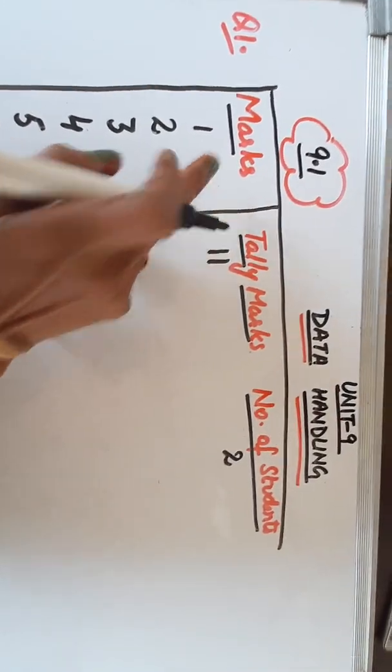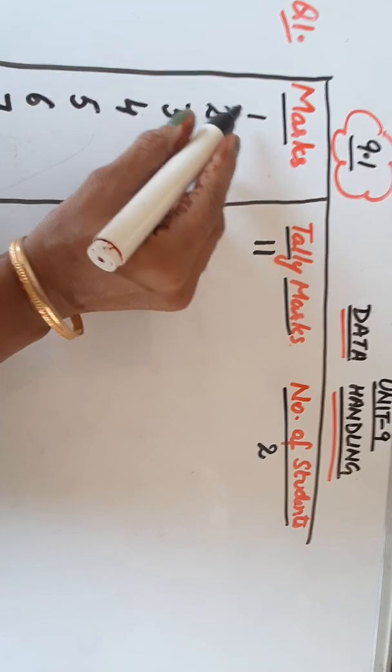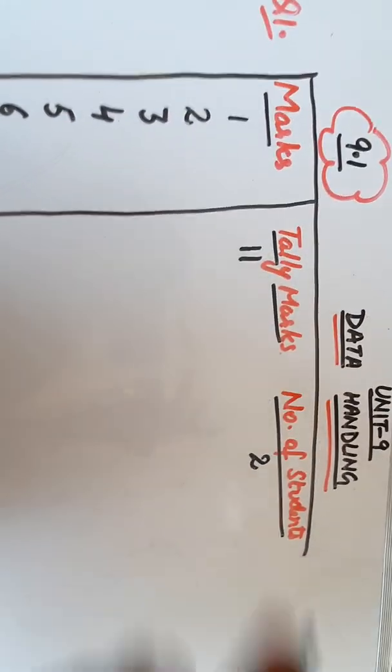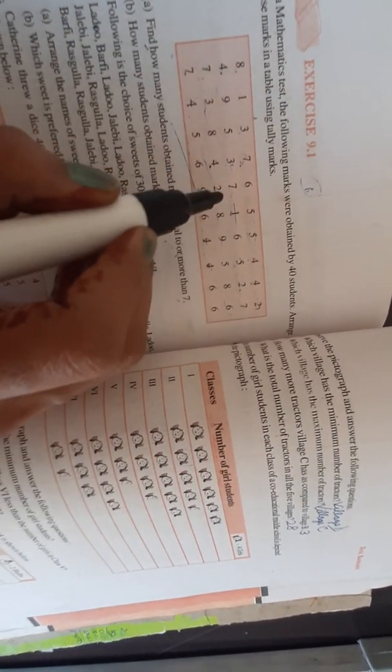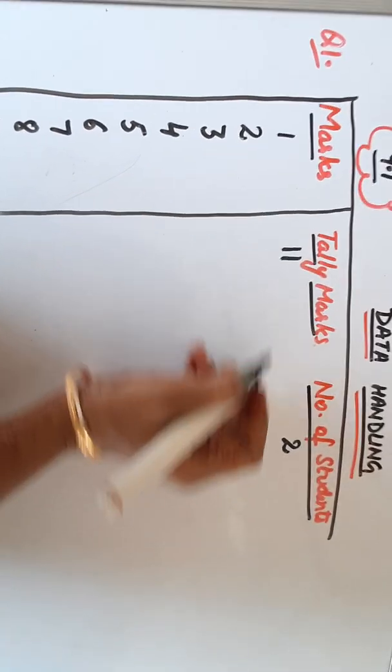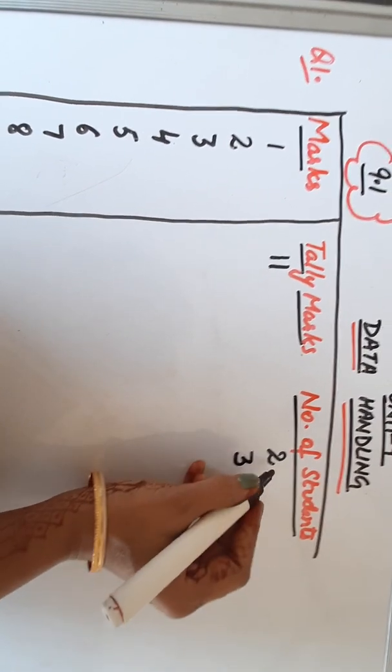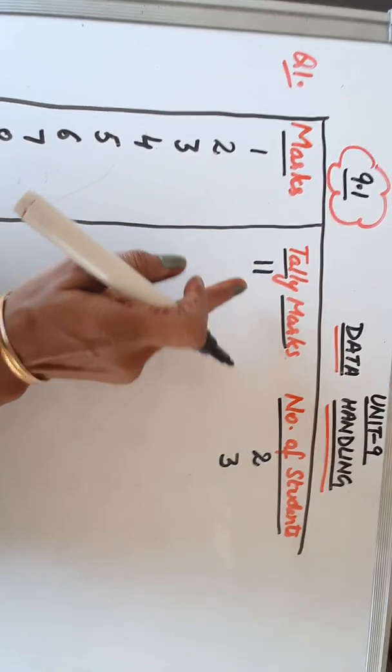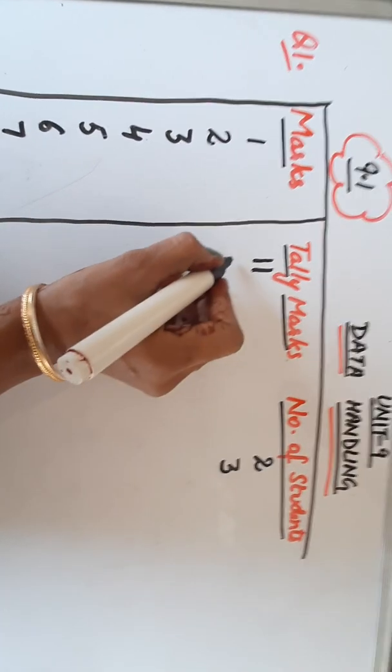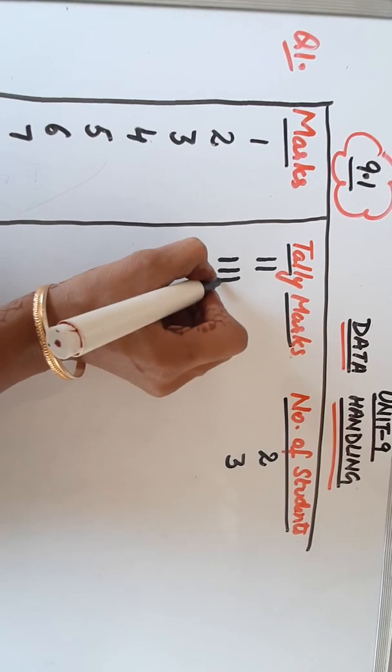Similarly, let us see how many students have obtained 2 marks. In the first line a 2 is there, in the second line a 2 is there, and in the third line a 2 is there. After that no other 2, means 1, 2, 3 students obtained 2 marks. So we will write 3 students obtained 2 marks and let us draw the tally marks for 3. 3 के लिए क्या आएगा? 3 standing lines, 1, 2, 3.